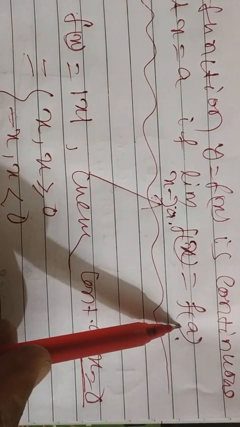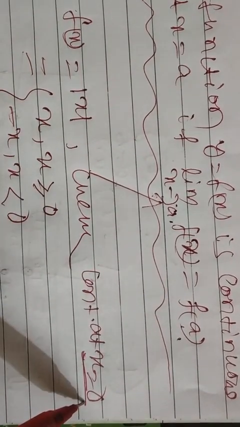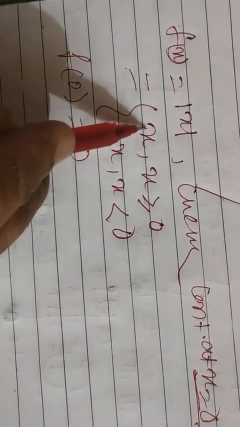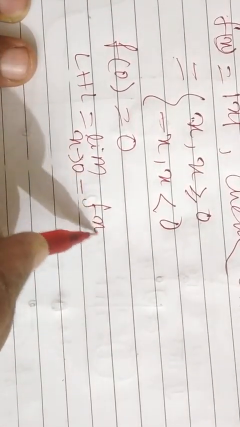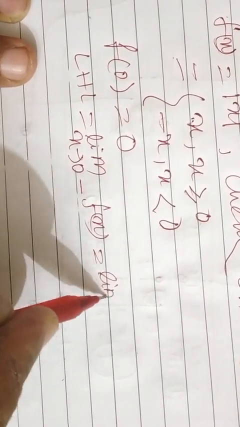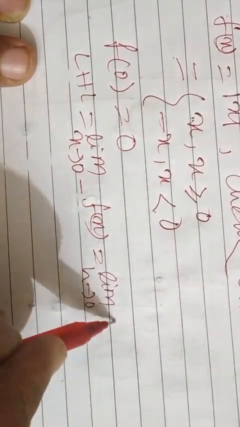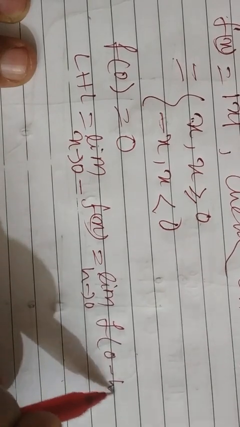Now, what is the condition of continuity at a point? First I find f(a). Here a is 0. Then what is f of 0? Obviously it is 0. Put x is 0 here, x is greater than or equal to 0, it is x. Next, what is LHL? Limit x tends to 0 minus f(x), that is, limit h tends to 0 of f of 0 minus h.